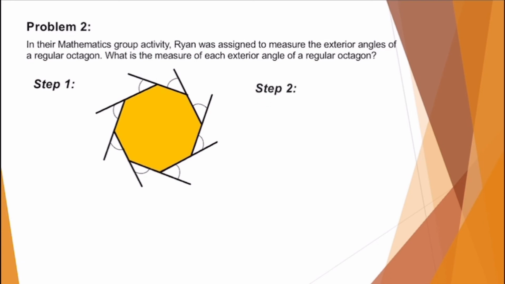Step 2. The sum of the measure of the exterior angles of any polygon is 360 degrees, and a regular polygon has equal measures of angles and sides. It means that we just need to divide 360 degrees by the number of sides of the regular polygon to determine the measure of each exterior angle.